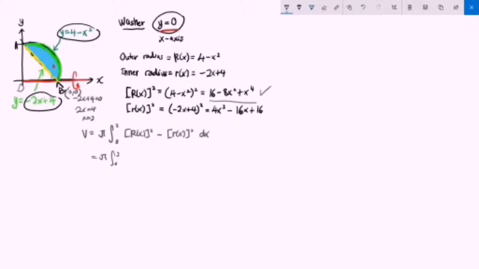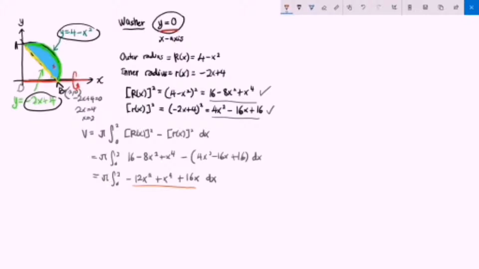So we insert all the values there. We fill in 16 minus 8x squared plus x to the power of 4, minus 4x squared minus 16x plus 16, dx. And then we have to expand this negative. So we simplify this function from 0 up to 2: 16 minus 16 is 0, we cancel out. And then we have negative 8x squared minus 4x squared, so we get negative 12x squared plus x to the power of 4, and then positive 16x dx. Then we integrate this function as usual, insert the values 0 and 2, multiply with pi, and then we get the final answer. So the final answer is done.